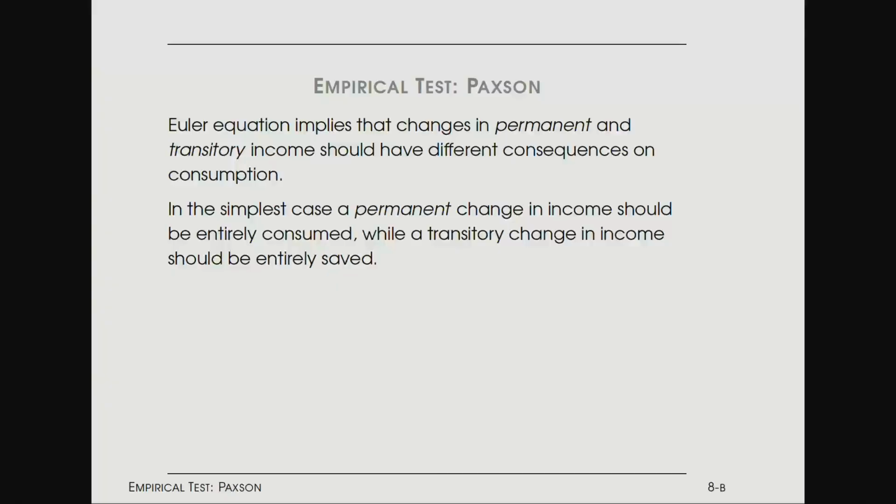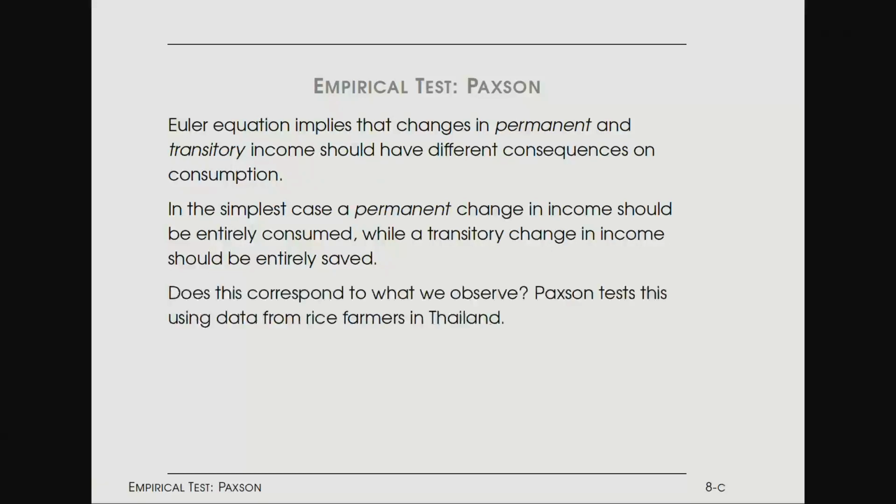So that's an empirical test, not just of precautionary saving, by the way, but of the Euler equation itself, pretty much with most forms of the utility function. In the simplest case, a permanent change in income should be entirely consumed. A transitory change in income should be entirely saved, because that's going to go away. It needs to be smoothed over an infinite number of periods, so it's really nothing.